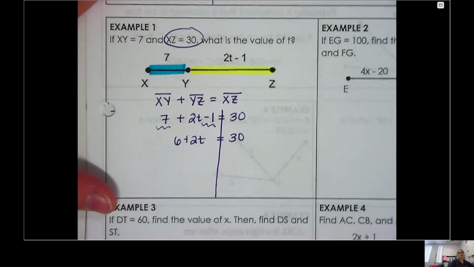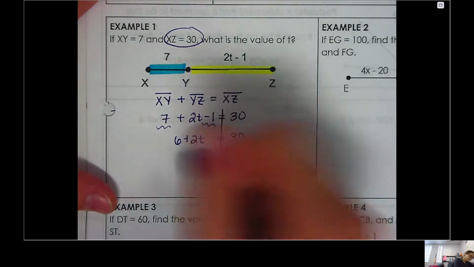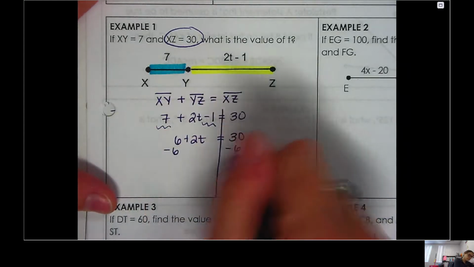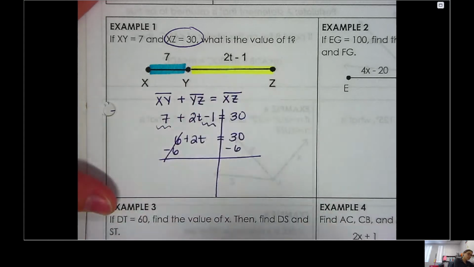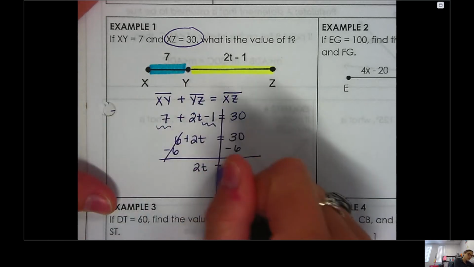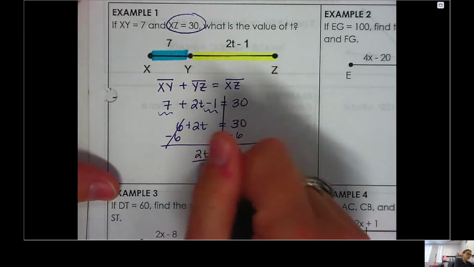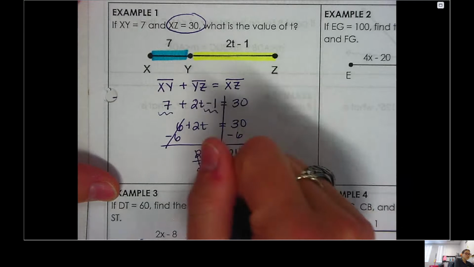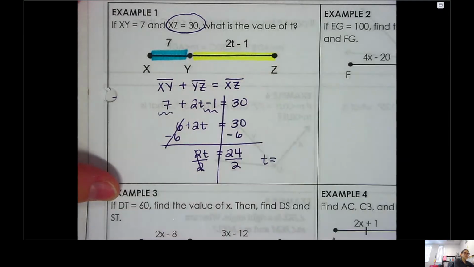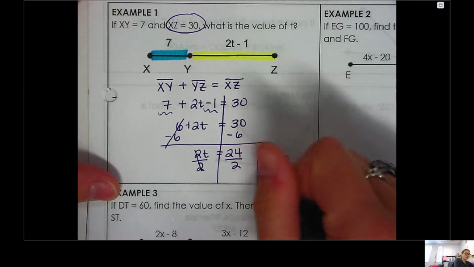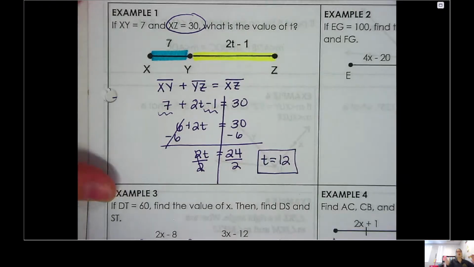Now what? I get 2t equals 24. And my last step? Oh my gosh, you guys are great. t equals? 12. Now, do I have to do anything else in this problem? No. It just says find the value of t. What if I wanted to check my work, though? How do I know if I'm right? Plug it in.